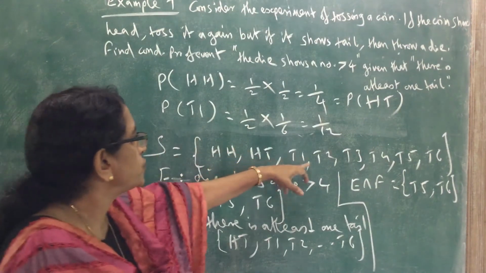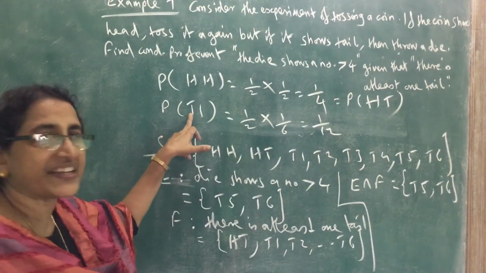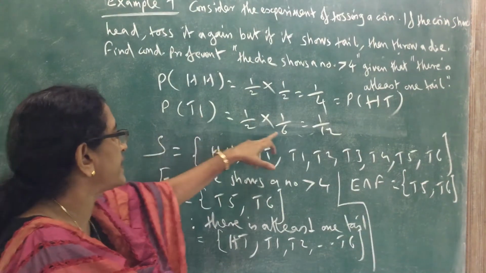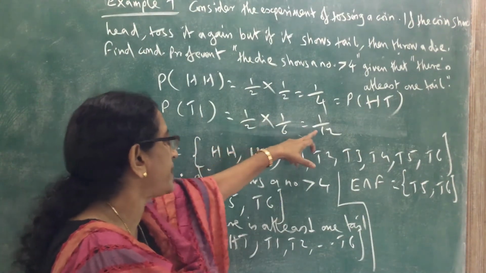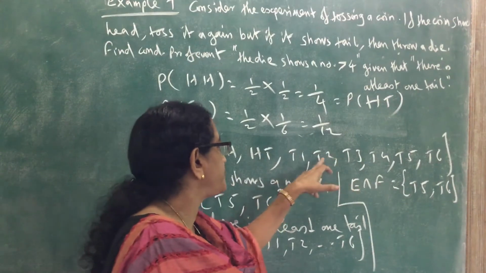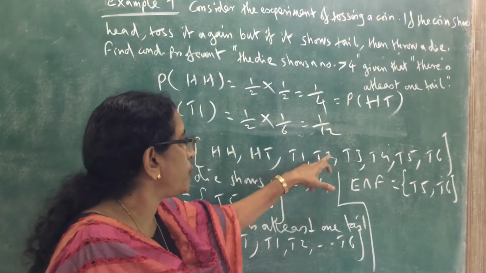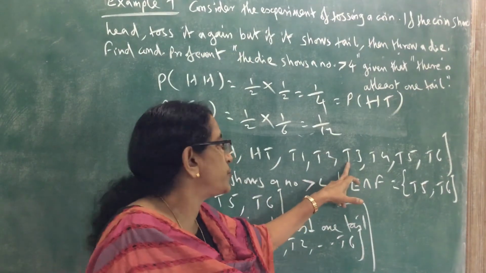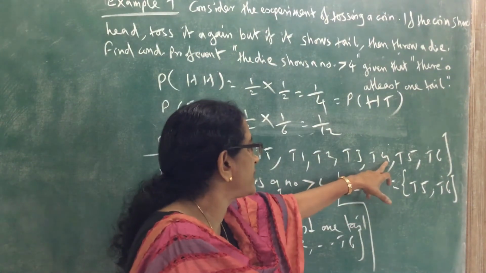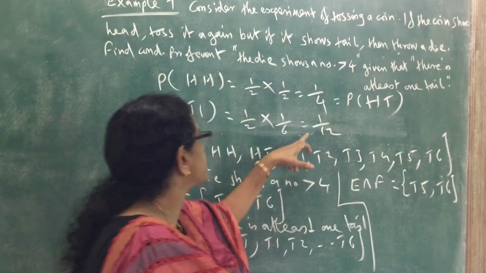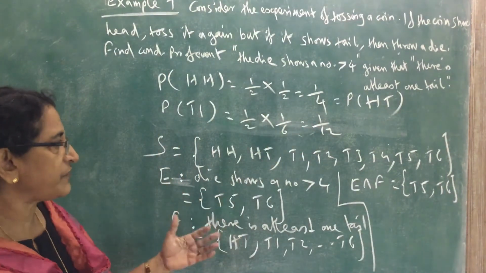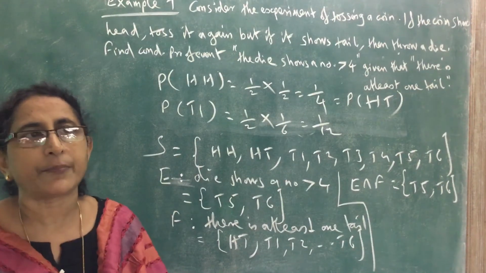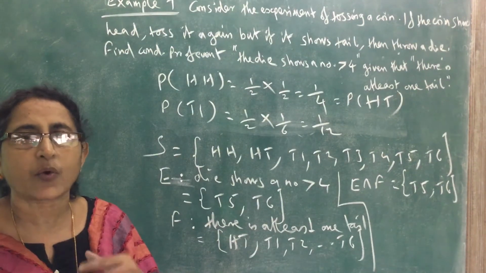Probability of getting tail, 1 by 2, into probability of getting 1, 1 by 6. So 1 by 2 into 1 by 6, 1 by 12. Similarly, probability of T2, 1 by 2 into 1 by 6, 1 by 12. Probability of T3 is also the same. For these elements, 1 by 12. Like that we have to find out the probability of each element, then add the probabilities of all the elements. Then we get the required probability.